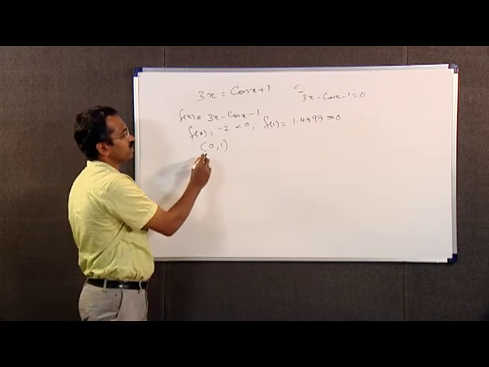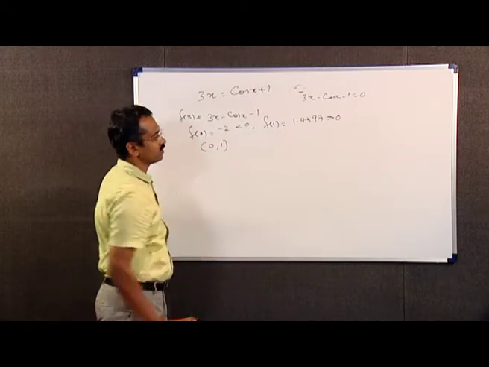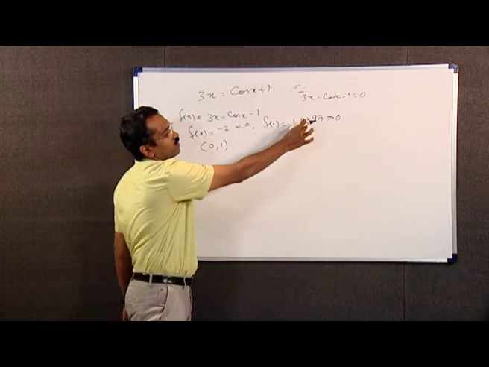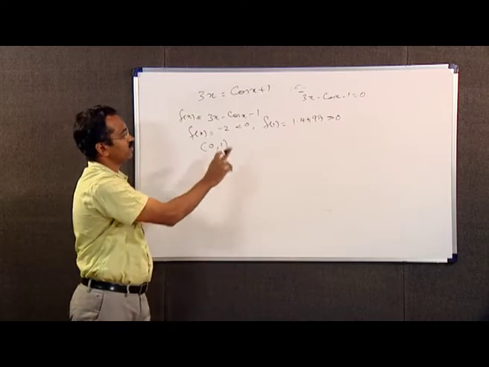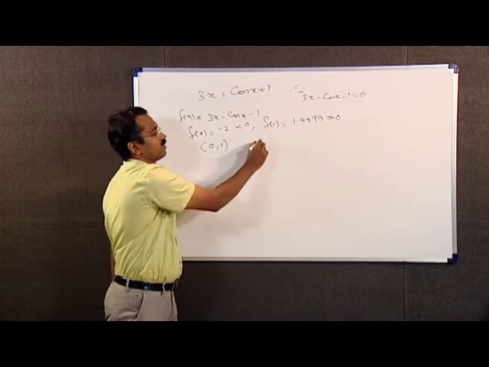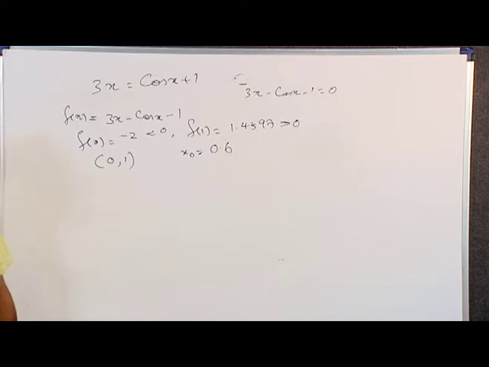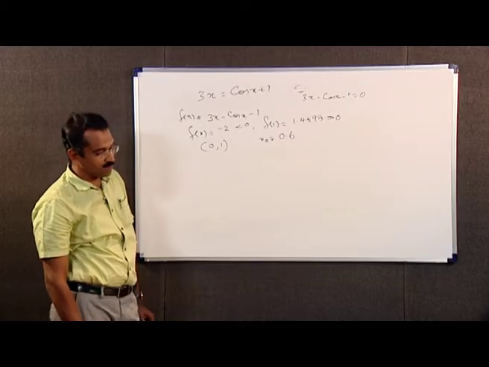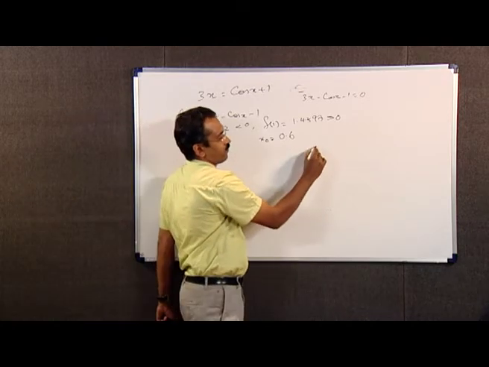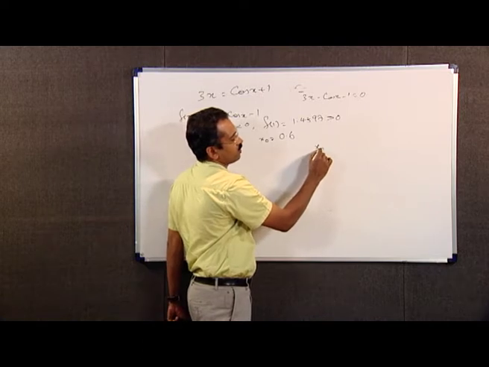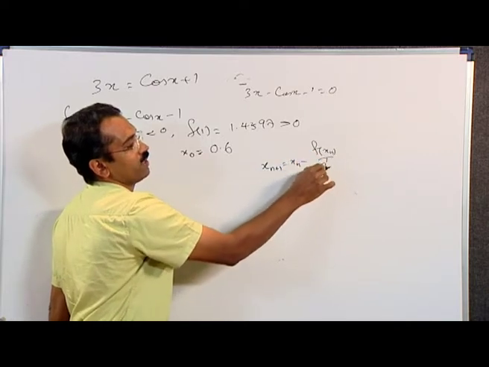We choose x naught equal to 0.6. Here, f of 0 equal to minus 2, f of 1 equal to 1 point something. If we compare these two values, this value is closer to 0 than this value. Therefore, we choose x naught as 0.6, which is near to 1. Then, by Newton-Raphson formula, we have x n plus 1 is equal to x n minus f of x n divided by f dash of x n.